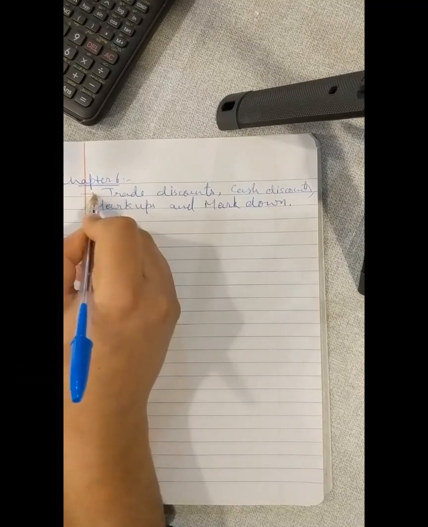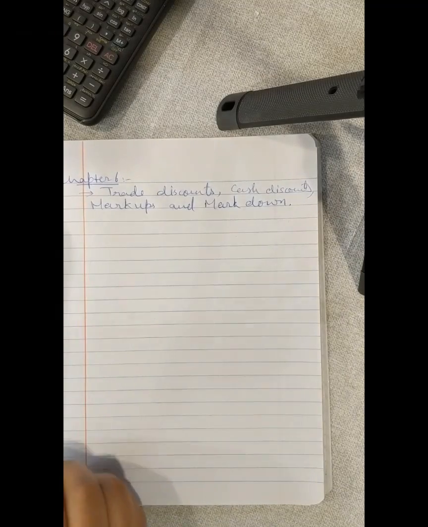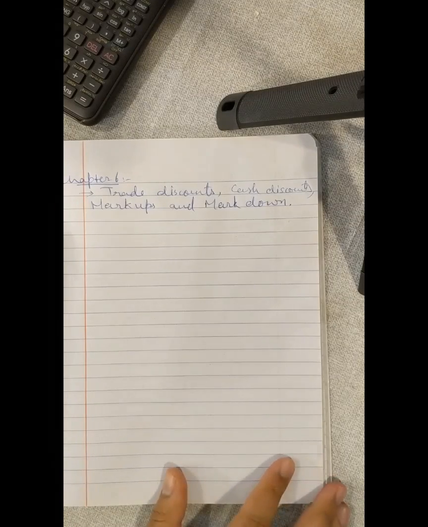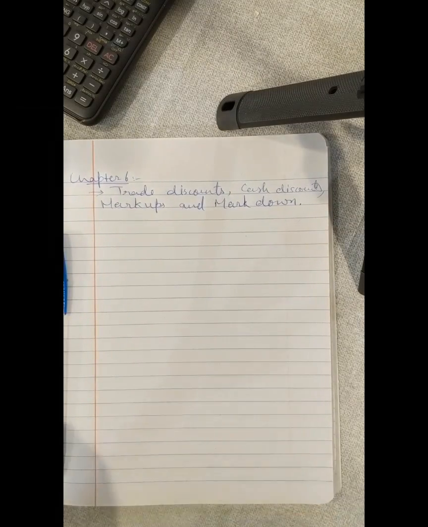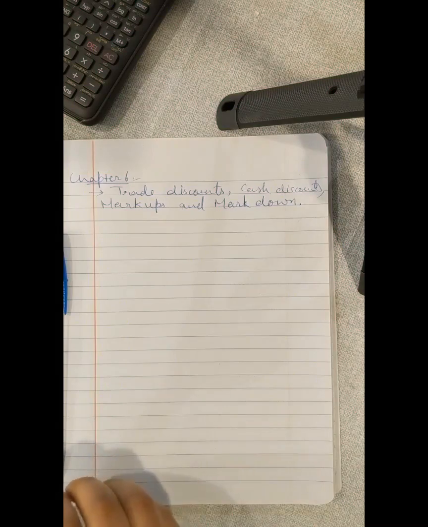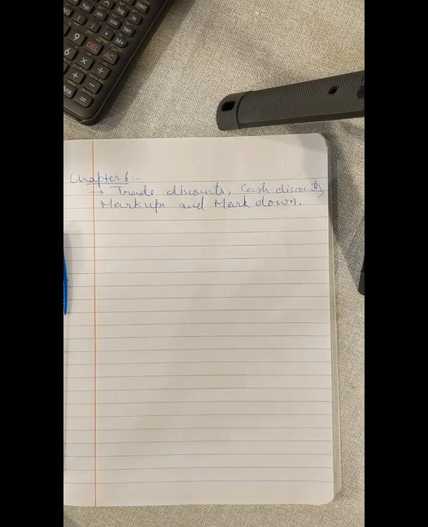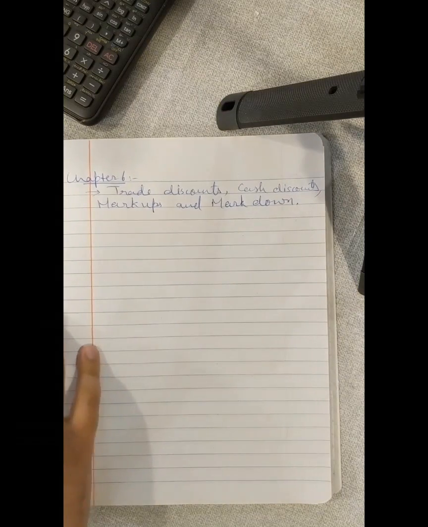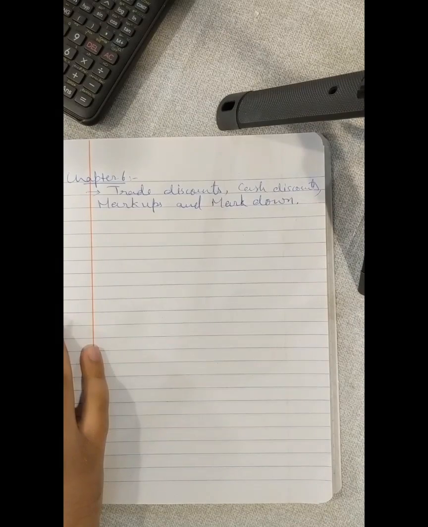So this chapter is basically about the market, how market works. So when you purchase something from market, it comes from some manufacturer, then from distributor, then wholesalers, then retailers, then to your hands. So the first exercise, first we will do some definitions.